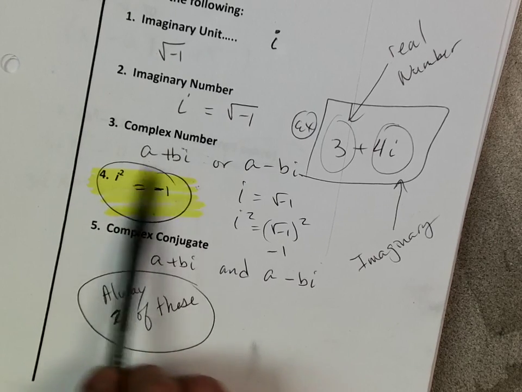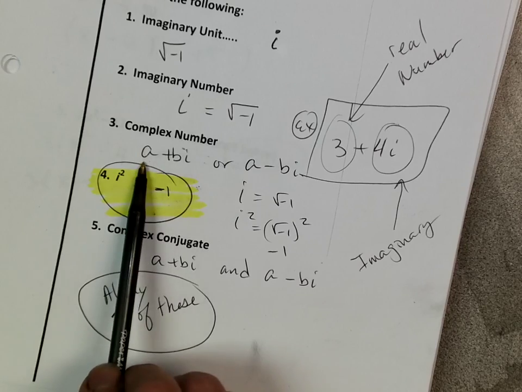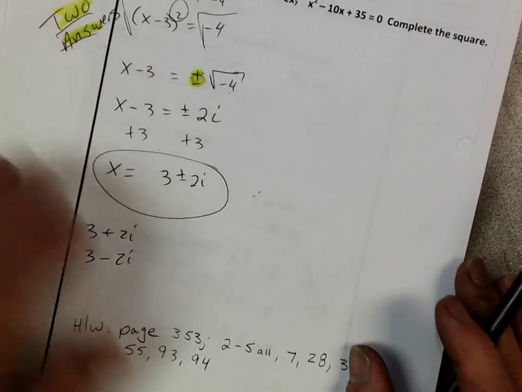I would never mark that wrong, Jackie, but we like to have the real number plus the imaginary, okay? That was a great question, by the way, okay?